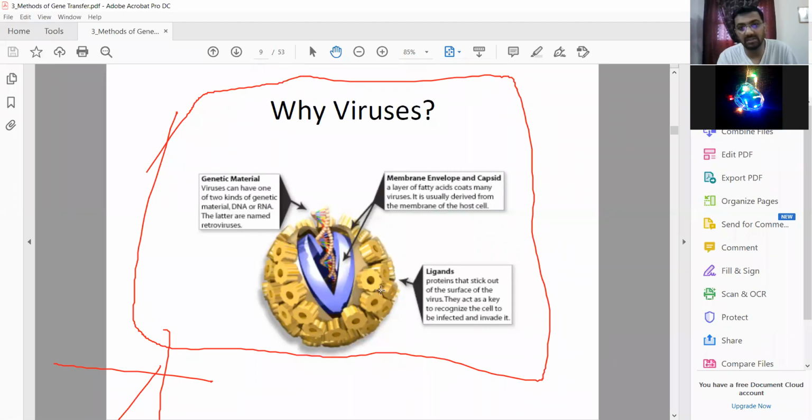These ligands provide the capacity to the virus to attach to different living cells.